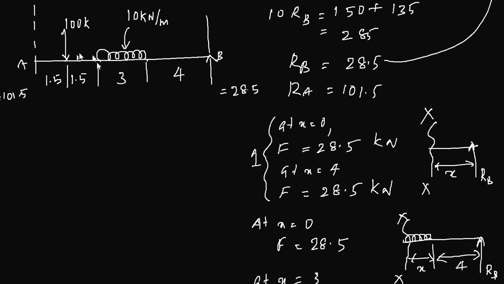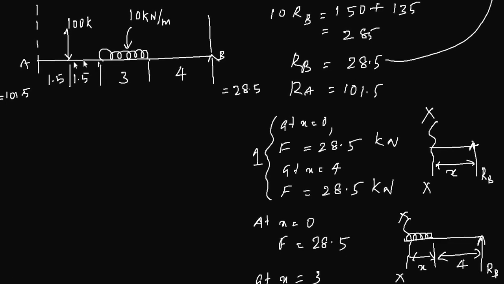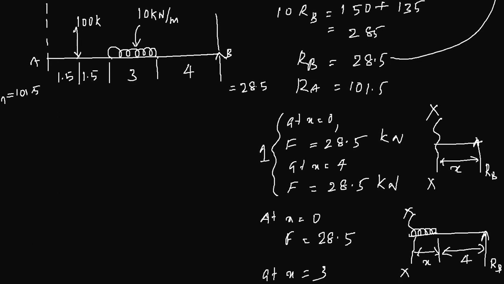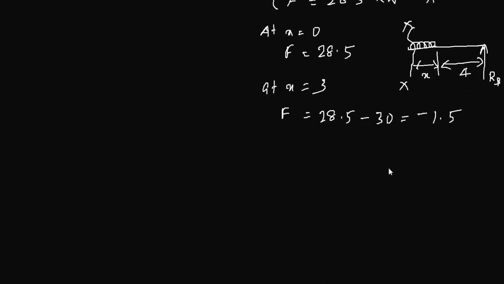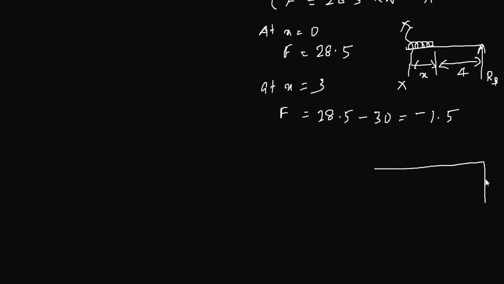Now you take your section between here and here, because you have another force acting here. So your section should be in between these two. Now what happens at that stage? Let's draw that section here. You have RB, you have your complete UDL here, you have your 4 meter here, and you have your 3 meter here, and you have your section here.